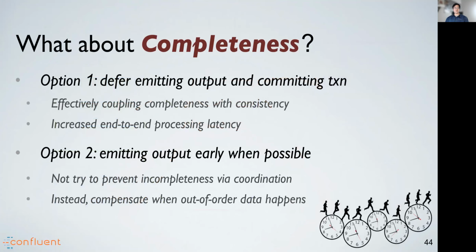So far, we have only covered the consistency guarantees. And as for completeness, one simple approach would be to couple it together with consistency handling by deferring the transaction commit until all data up to a certain point has been processed. And again, this requires some synchronization between the upstream and downstream processors to reason about the data completeness, hence maybe more end-to-end latency. However, in Kafka Streams, we choose a different optimistic approach as to not try to prevent incompleteness through coordinated blocking, but instead emitting outputs earlier whenever possible and rely on revisions to handle out-of-order data.